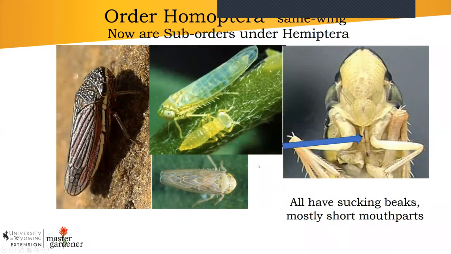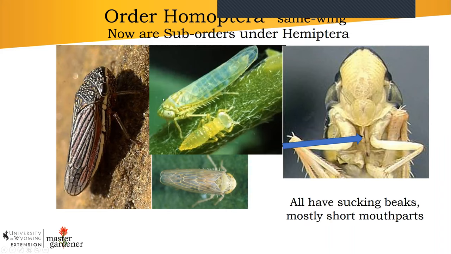Now, Homoptera has been moved into Hemiptera, and Homoptera is a whole big order of plant pests. It was a big order of plant pests. They still are plant pests, but they're now in Hemiptera. They go through simple metamorphosis, as seen here. This is a nymph next to the adult.